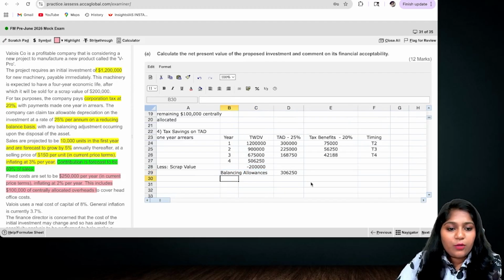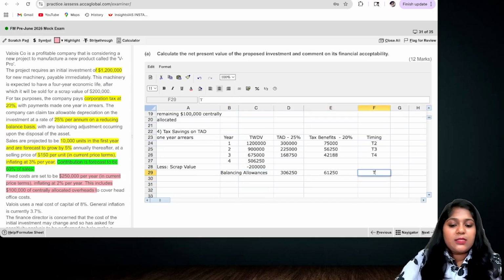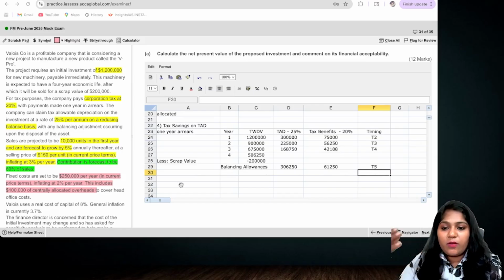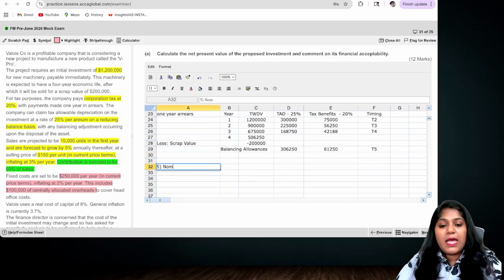So now what will I do? I will directly take the tax benefit on this at 20%, and this happens at T5. This is my working note for tax allowances. Is that all? No, guys, because we might also have to do one more working to calculate the cost of capital, because I have to calculate nominal cost of capital.